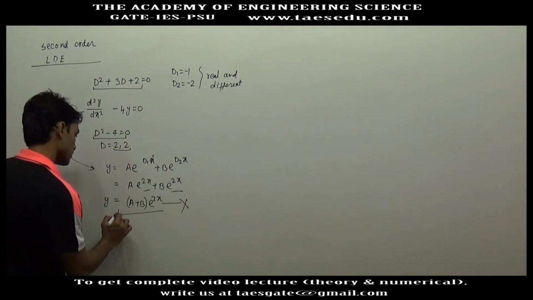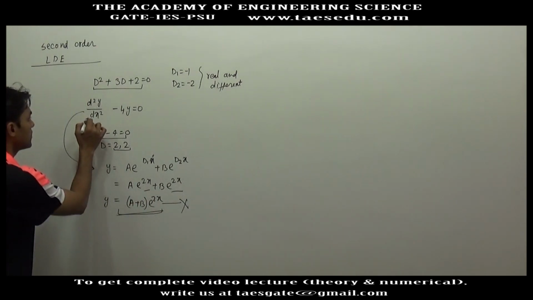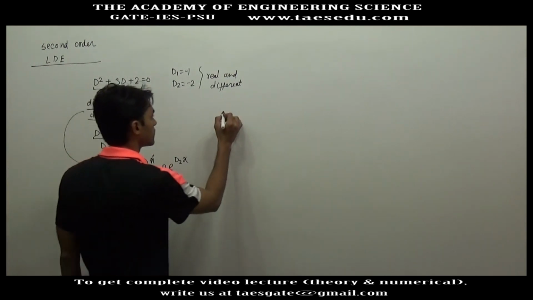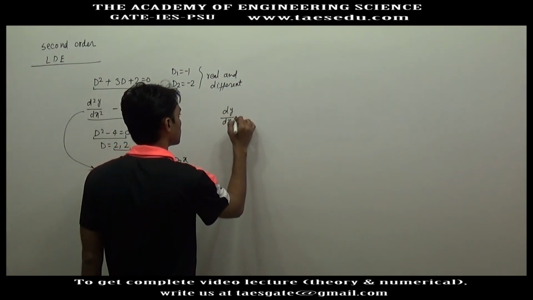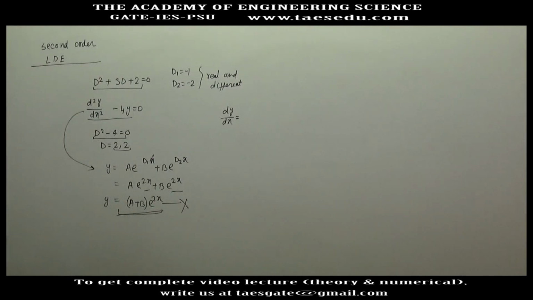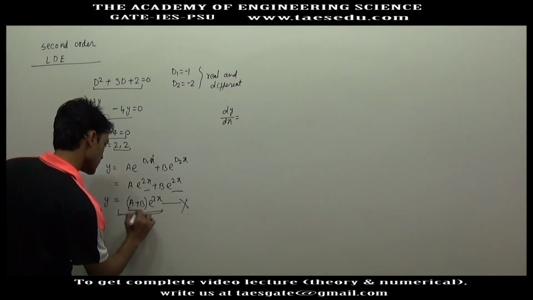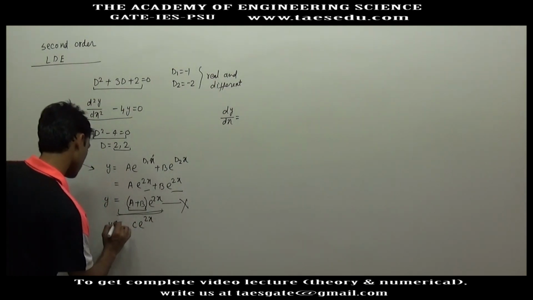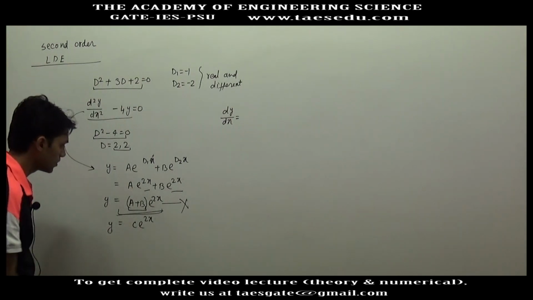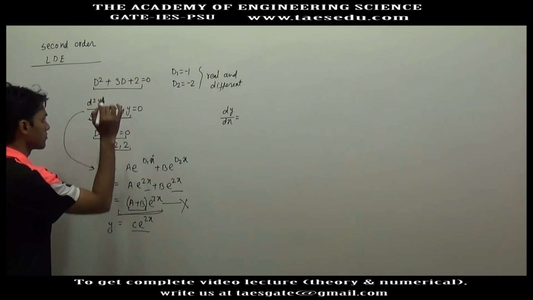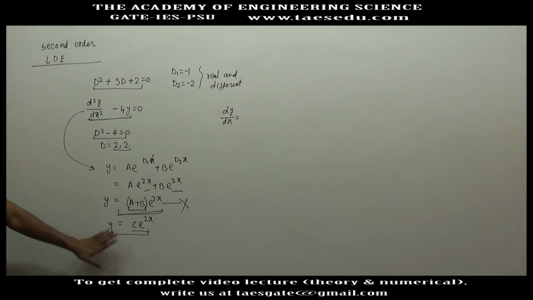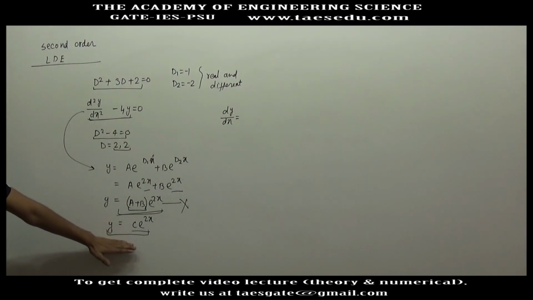okay, e to power 2x will be common, so we will have this equation, but this will not be correct. This general solution will not satisfy the differential equation. If you do dy by dx, moreover a plus b will give you another constant c into e to power 2x. Although this equation will satisfy this differential equation, this solution is not a general solution for this type of equation. Instead this is a solution of a first order differential equation.